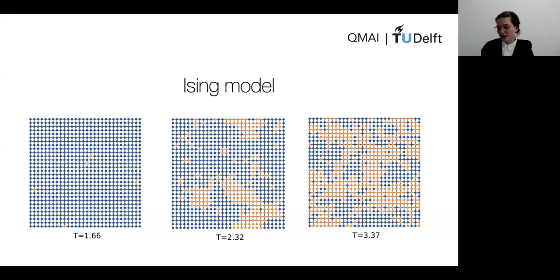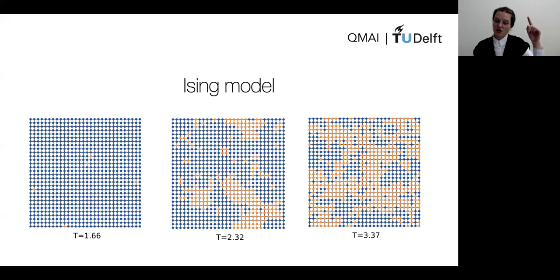This is actually even a classical model, so it doesn't come with many challenges that quantum systems do, but it's a simple model to look at for now. It has spins on a two-dimensional lattice. It turns out that if they all sit in the ground state, they are all aligned. Everything that is blue is a spin pointing down and the orange dots are spins pointing up.